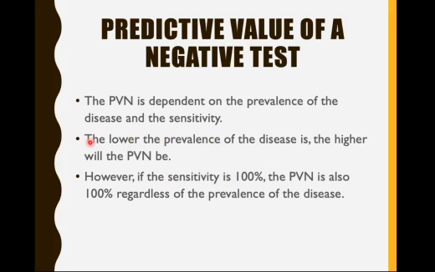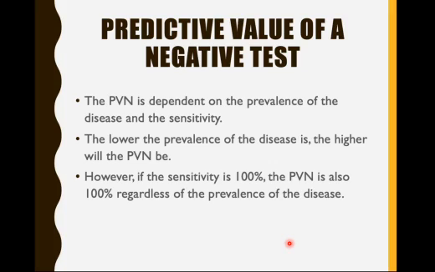However, if the sensitivity is 100%, then the predictive value of a negative test will also be 100% regardless of the prevalence of the disease. You know why? Even if the prevalence of the disease is high, the predictive value of a negative test will be 100% if the sensitivity is 100%.